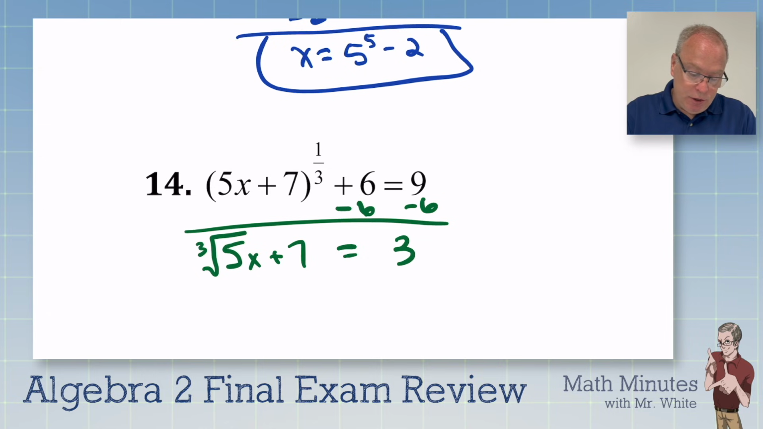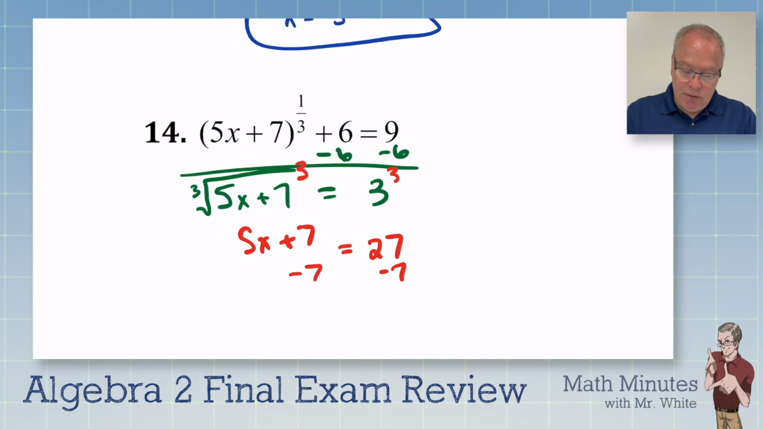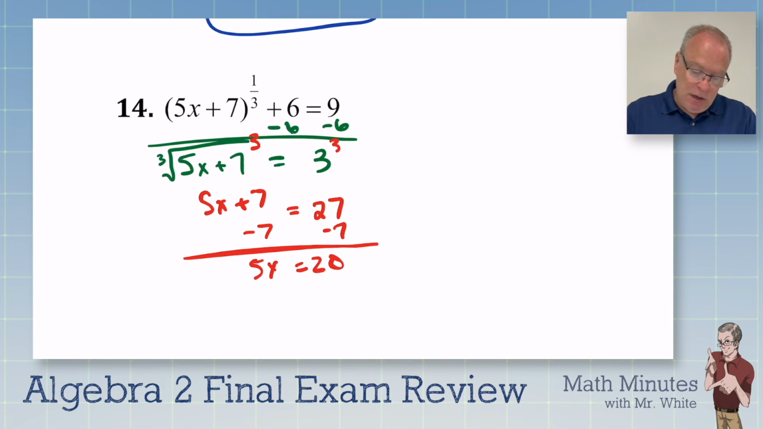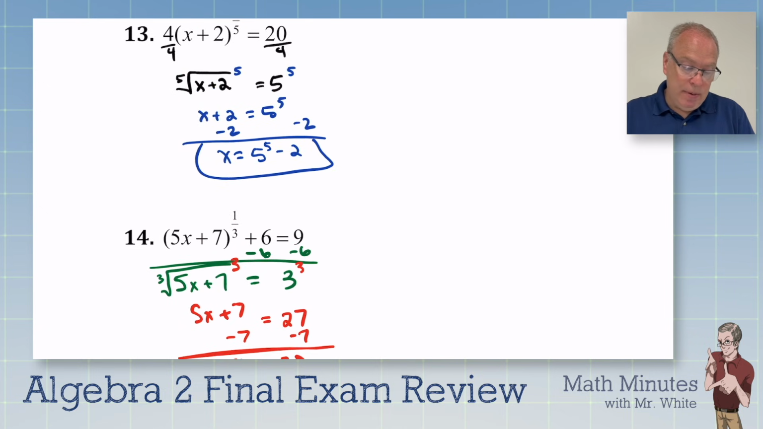And I would encourage you to think of this as a third root, which means you can raise both sides to the 3rd power, which is 27, 5x plus 7. You can then subtract 7 on both sides. 5x equals 20. So x equals 4. X equals 4. Only one answer, and that would be it.